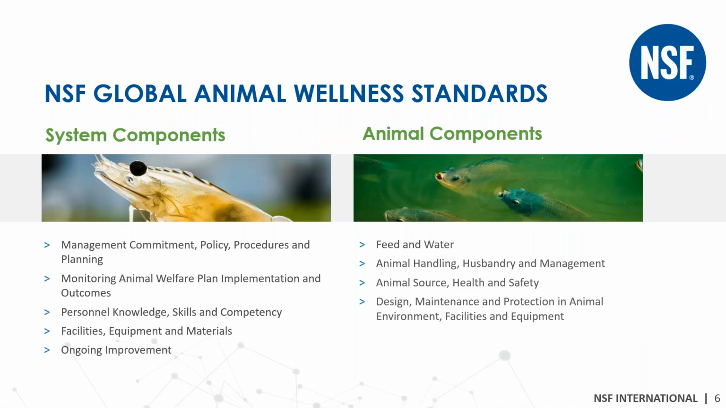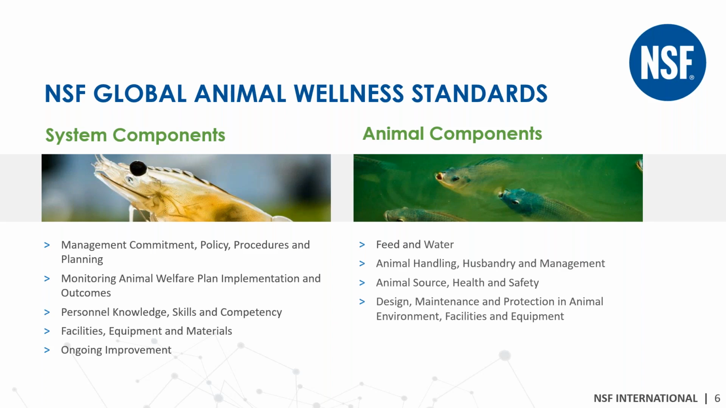So what we're going to look at really stems back to the NSF Global Animal Wellness Standards, and if you've never heard of them or have not had a chance to look at them, they are available on the NSF website. We haven't yet published the version for aquaculture species. We're still looking at that, and hopefully we'll have that published so that it's available for you. But what I wanted to do was just give you a sense of what is covered in that Global Animal Wellness Standard. On the left-hand side is what we call the system components.